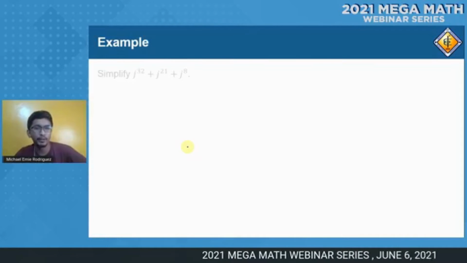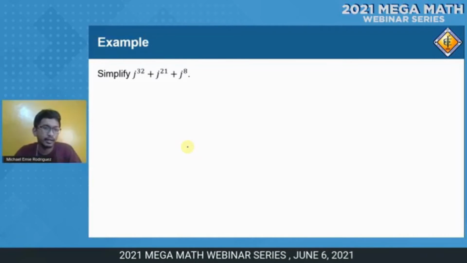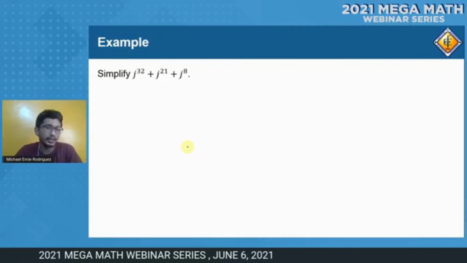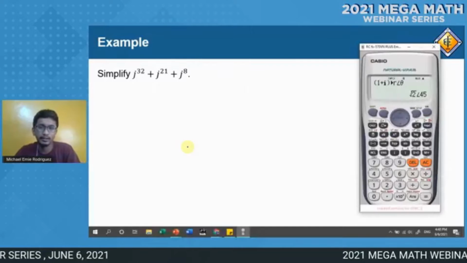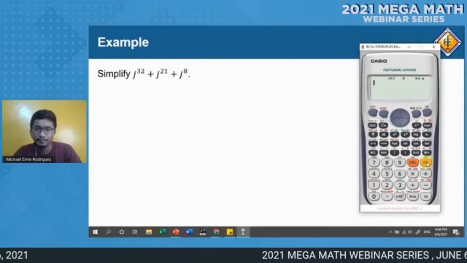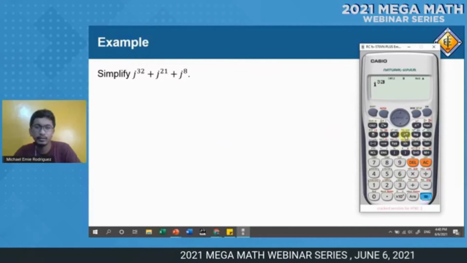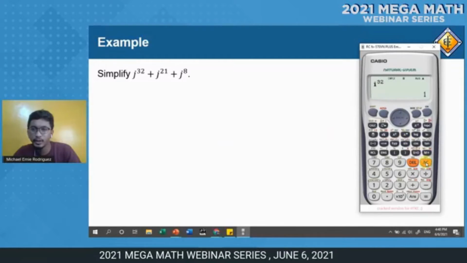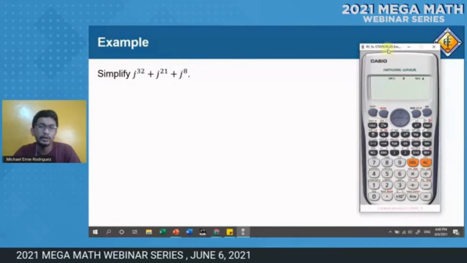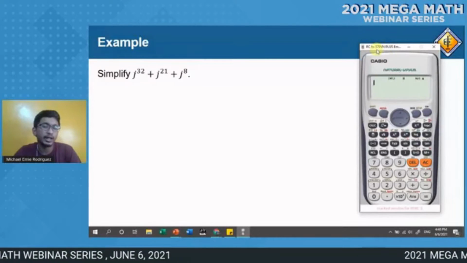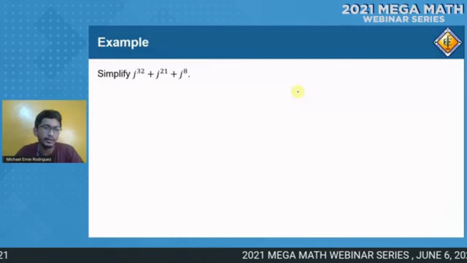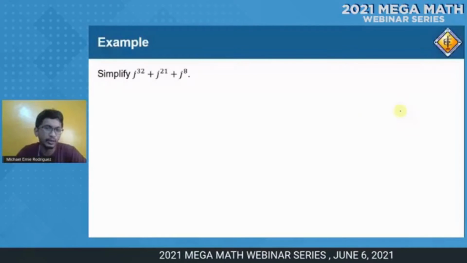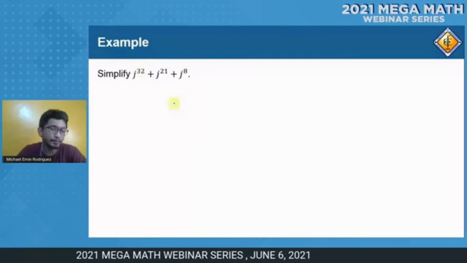And then another example is we have, to simplify, j raised to 32 plus j raised to 21 plus j raised to 8. Try natin. Pwede sa emulator ito, pero I think sa calculator hindi siya lumalabas. Ito kasi is emulator. So, we simplify this.